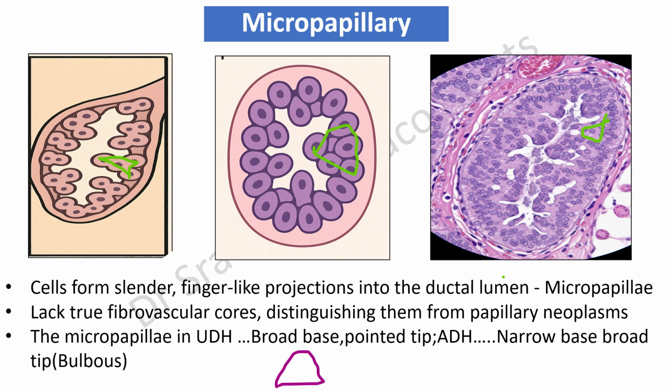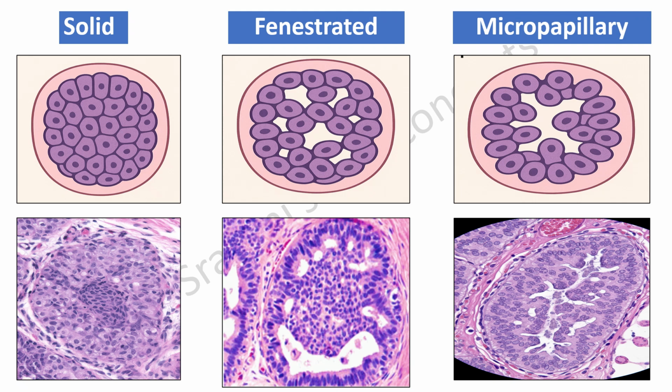So this is UDH, which has a broad base and pointed tip. In ADH we will have a narrow base and broad tip. This is a diagram showing all the three variants: solid, fenestrated and micropapillary.